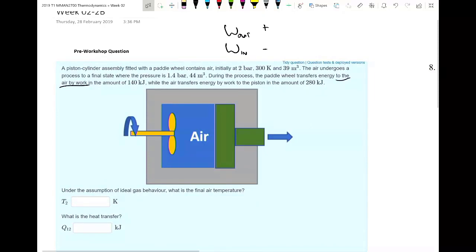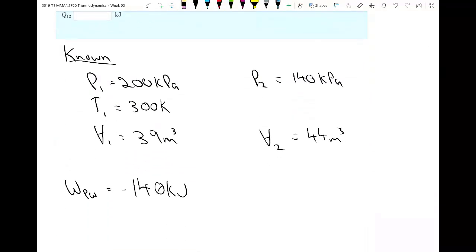While the air transfers energy by work to the piston in the amount of 80 kilojoules. So the piston is being pushed to the right by the air. So the piston's being pushed to the right by the air. So we can call that work of piston.